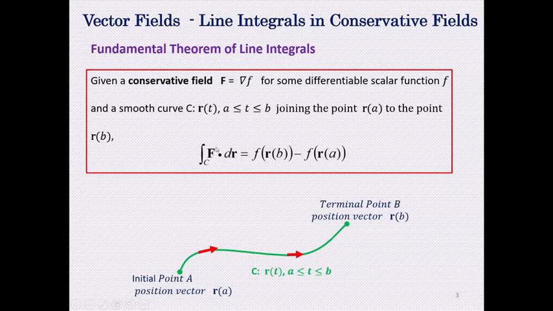The initial point is r of a, and the final point is r of b. Then the line integral of F over the curve C is given by this expression, which is the difference of two numbers. One is the potential function f evaluated at the terminal point, and the other one is the function f evaluated at the initial point. Interestingly, the path C is not involved.